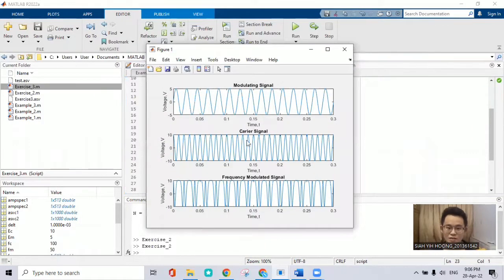Okay, so this is the result coming out, from 0 to 3 cycles.